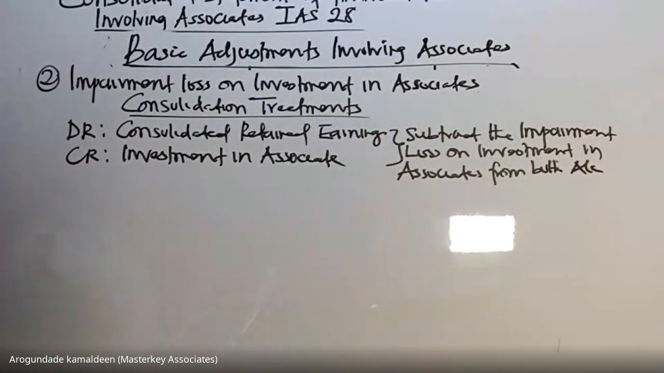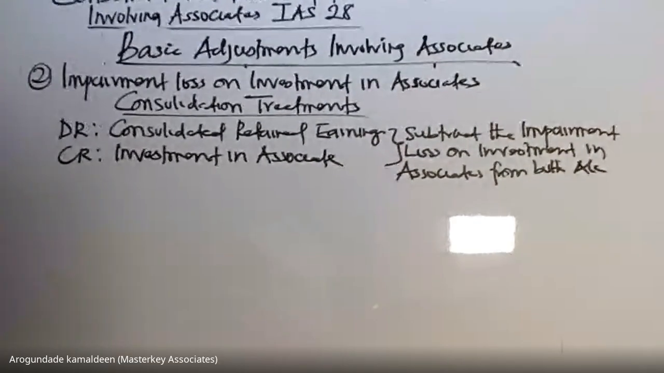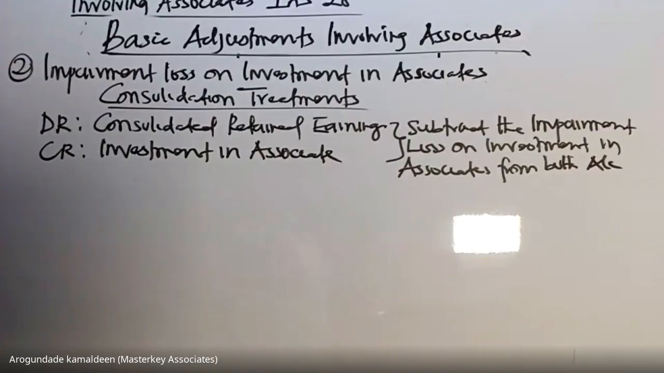Retained earnings is an income account, and by standard, an income account is meant to be credited. But when it is debited, you are taking away from it. Investment in associate is an asset account, which is also to be debited, but by the time it is credited, you are also taking away from it. That is that. The next one now, the post-acquisition reserves.